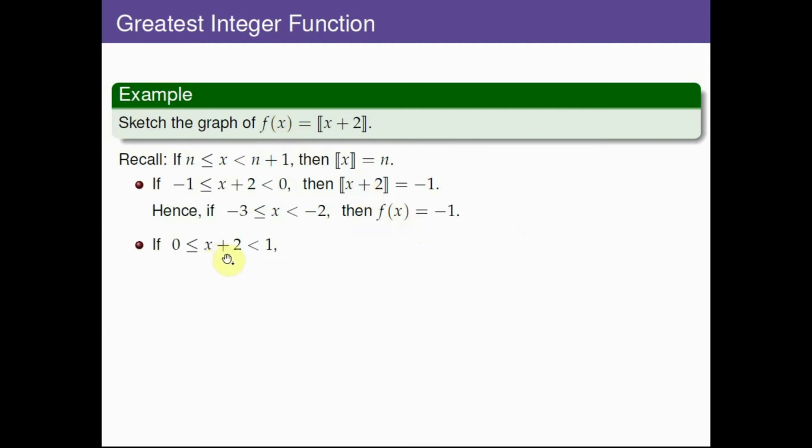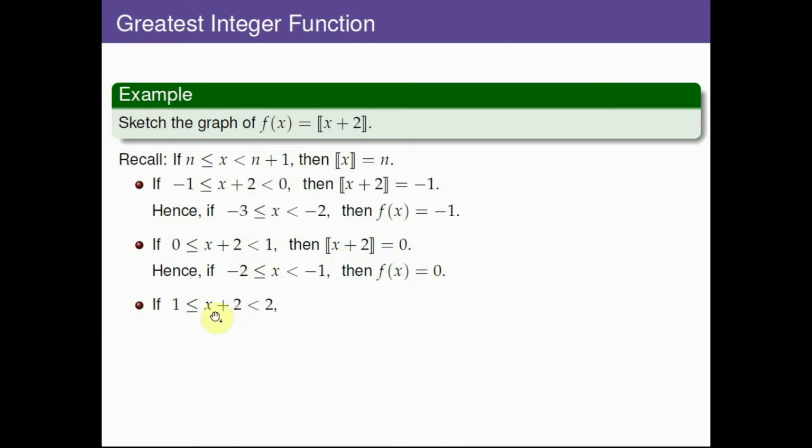Similarly, kapag si x plus 2 sandwiched between 0 and 1, then yung GIF ni x plus 2 ay, etong mas maliit, no? Si 0. At itong inequality na ito ay equivalent lang sa inequality na x greater than or equal to negative 2 but less than negative 1. So, if this holds, yung GIF ni x plus 2 o yung f of x natin ay 0.